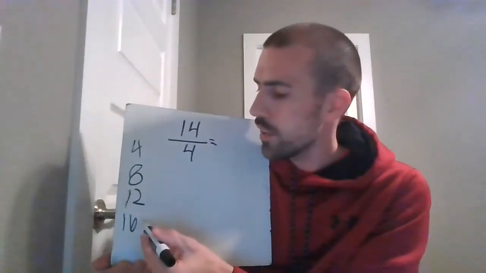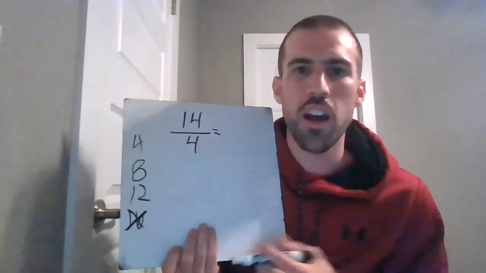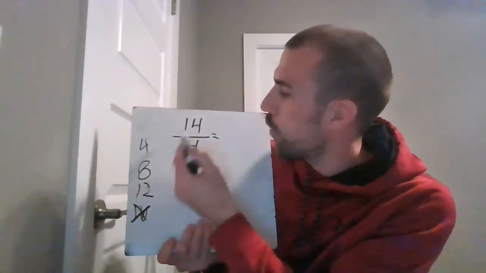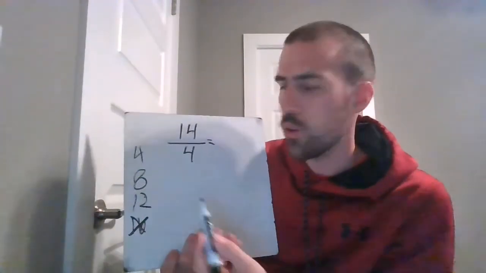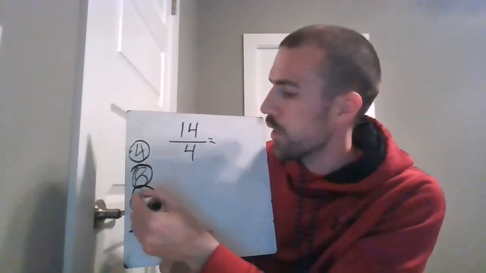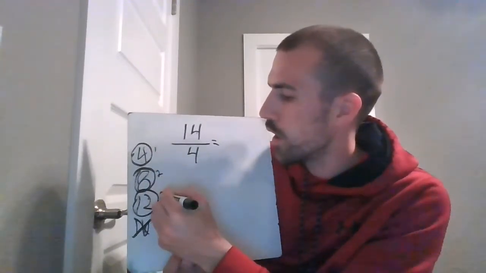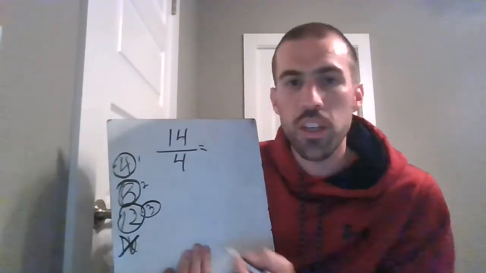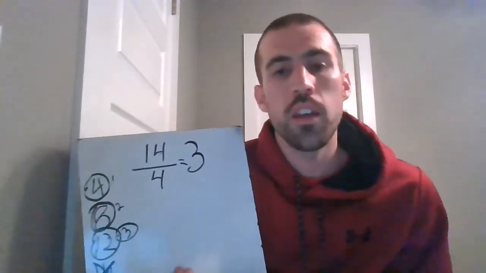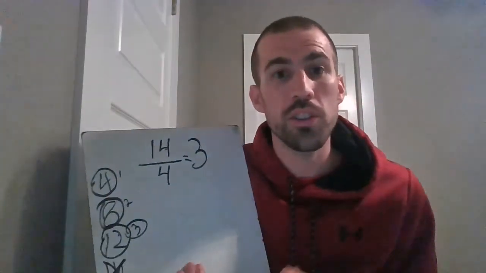All right, 16 is too much because we only have 14 to work with, all right? You can't go over, so we have to stay under. So now, how many times can 4 go into 14 without going over? Well, that's going to be 1, 2, 3 times. So we can put our 1, our 2, and our 3. And that right there is our third whole number. So we have 3 wholes there. Now, 12 is not 14.